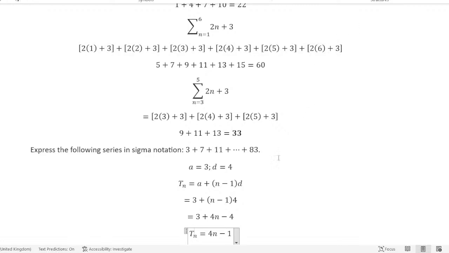Remember here, Tn, in this case, what is the value of Tn? Tn is equal to 83. Tn is equal to 83, right? So now we have here 83 is equal to 4n minus 1. Now let's solve for n.